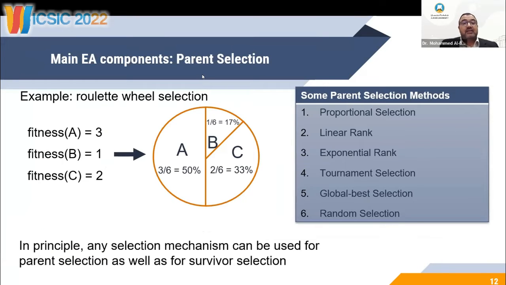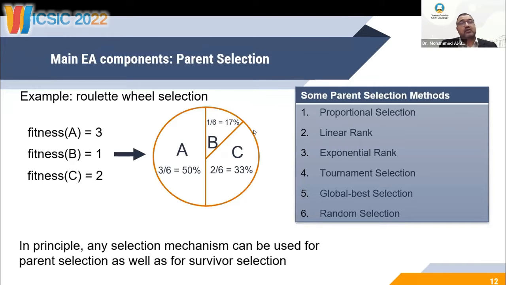Also, for parent selection, how can we select the parents from the population? We can use different selection mechanisms such as proportional selection, linear rank, exponential rank, tournament selection, global based, and random selection. For example, proportional selection will assign each solution a selection probability based on its fitness value. So if a solution has a high fitness value, it has a higher chance to be selected as a parent for the next generation.